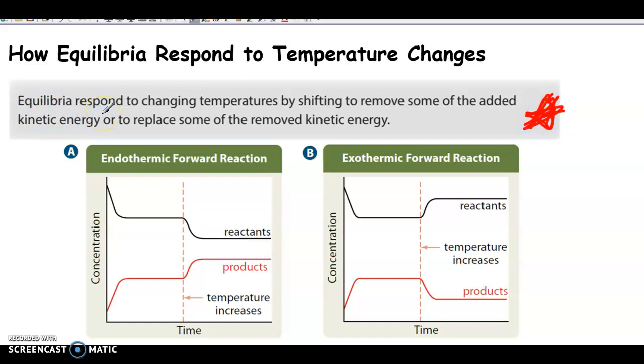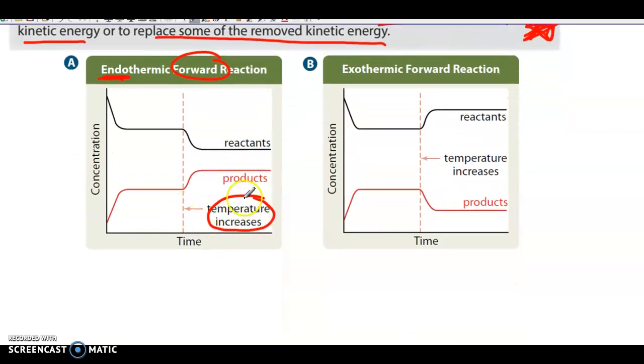Equilibria respond to changing temperatures by shifting to remove some of the added kinetic energy, which is usually heat, or to replace some of the removed energy. So if you take away energy, it's going to try and replenish it. If you add in energy, it's going to try and remove it. So if we look at an endothermic forward reaction, if you were to increase the temperature, it's going to be causing a shift towards the products.